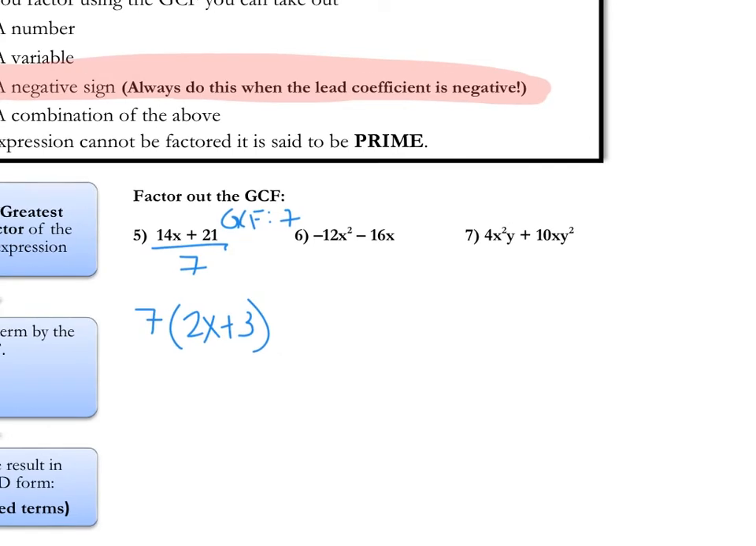Okay. Example number 2, the GCF of the coefficients is going to be negative 4. Okay, so you had to take a negative out because the leading coefficient is negative, and then x. So divide everything by negative 4x. Make sure you put that on the outside, and you get 3x plus 4 on the inside.